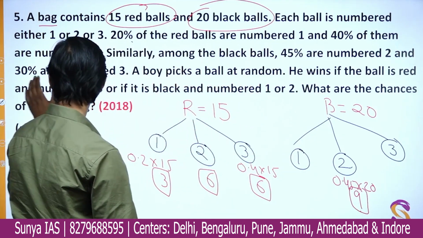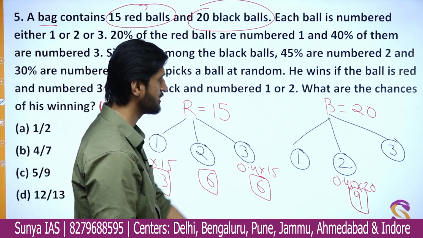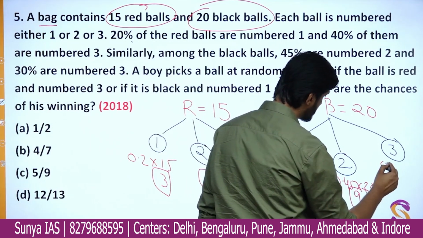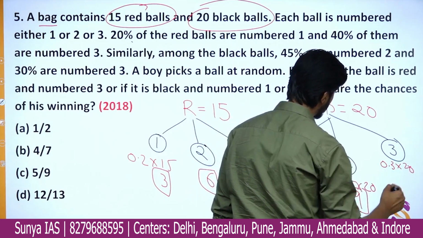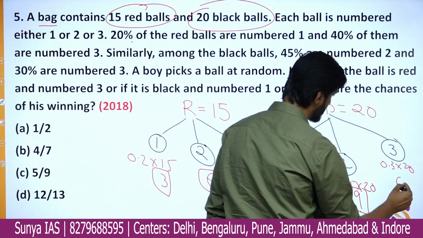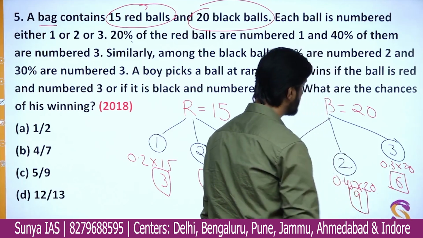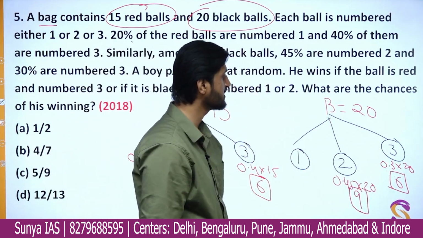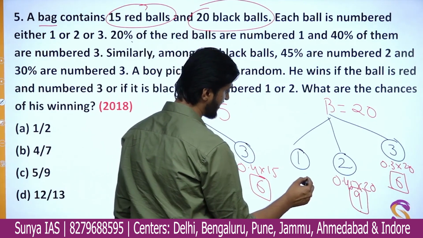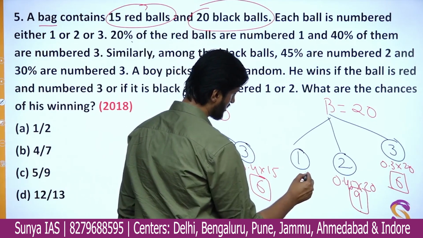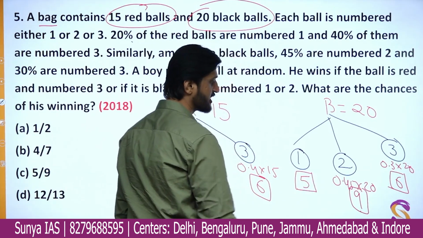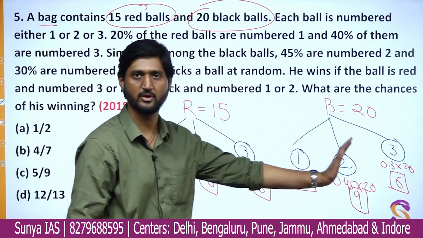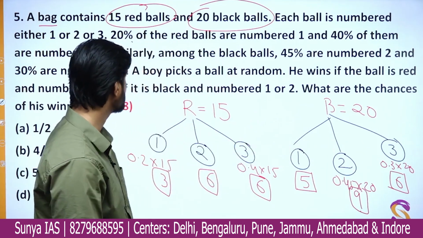Further it says, and 30% are numbered as 3. So here we have 0.3 into 20. That will become actually 6 balls which are numbered as 3. So remaining we have 20 minus 6 minus 9, that is overall I guess 5 balls which are having the number 1. So this is the overall story. This is the scenario which I have just written down so far.